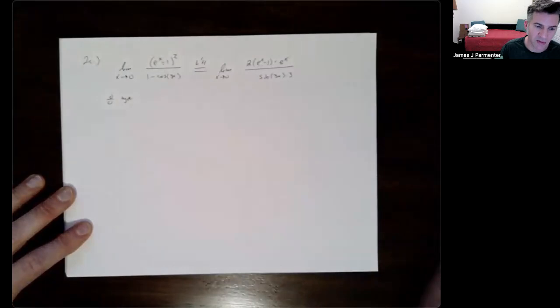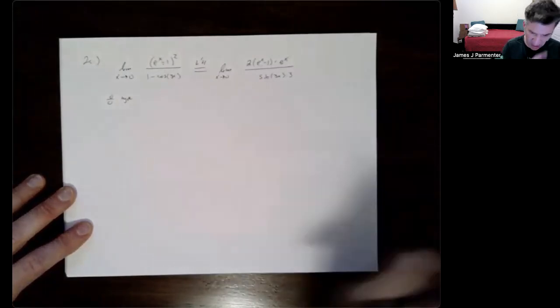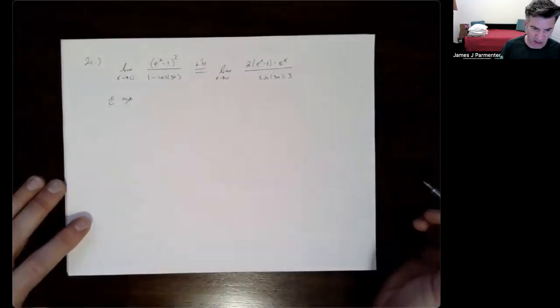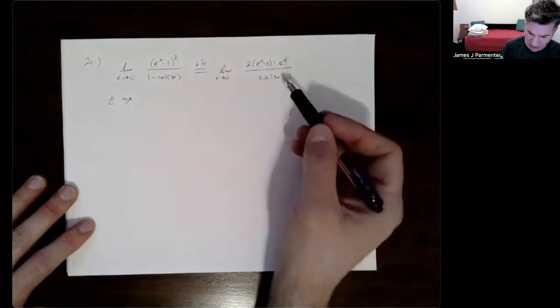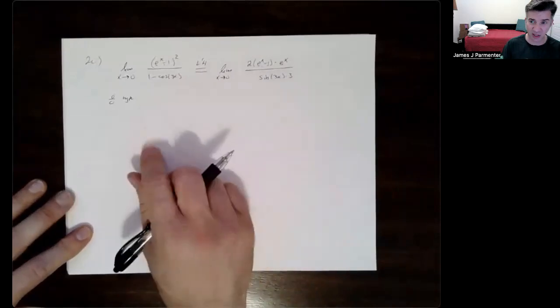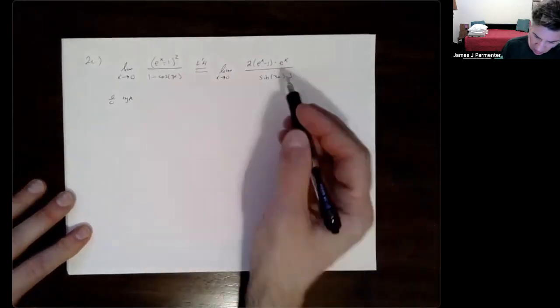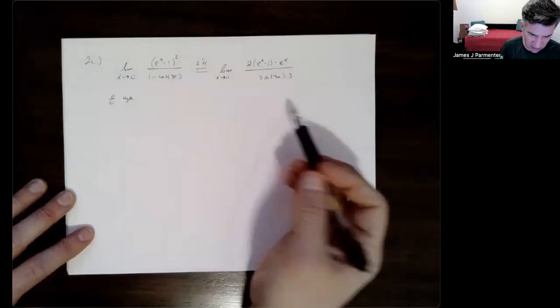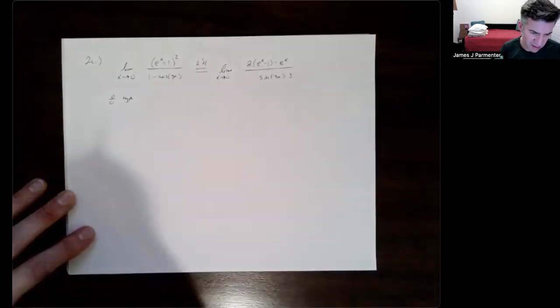Interestingly here, what did he do here? I feel like he might have made a small mistake because it looks like he lost an e to the x from this step to the next step. So I'm going to do what I think is the right way. I might get a different answer than he actually has in his solutions here. I feel like that's a mistake because I don't see where that e to the x disappeared to. Yeah, that's concerning.